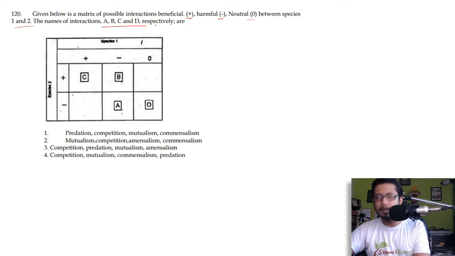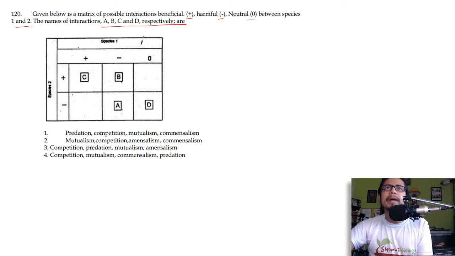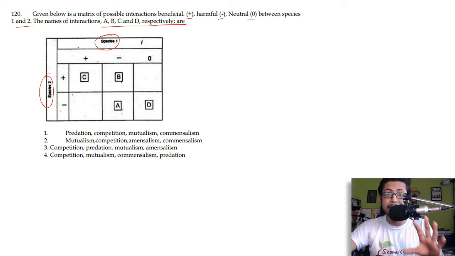So this is the list provided. Given below is a matrix of possible interactions. Beneficial is plus, harmful is minus, neutral is 0 between species 1 and 2. The names of interactions A, B, C, D respectively are. This is almost the easiest question that you can expect from community ecology in the CSIR NET exam. So if you get this kind of question, you are going to score very well, I believe.